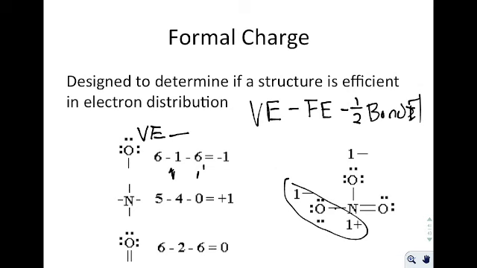So now if we look at nitrogen, nitrogen has no free electrons. It's supposed to have 5, but it has 1, 2, 3, 4 bonds attached to it. So 5, which is what it's supposed to have, minus 4, because it's got 4 bonds, half of that would be that, so you'd have a total charge of 1.